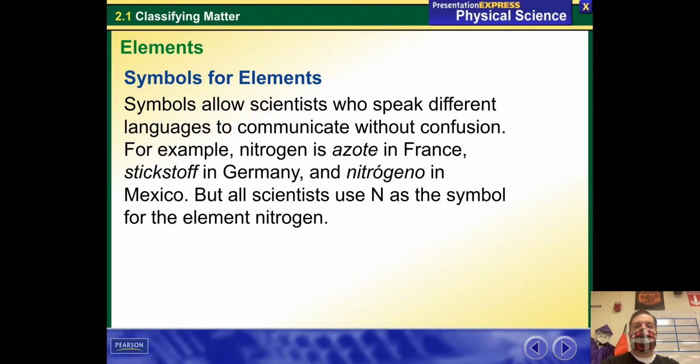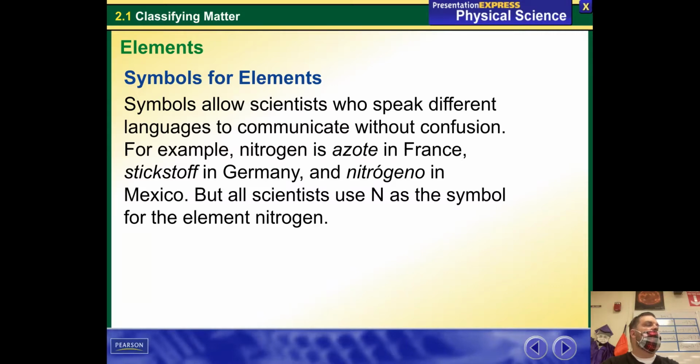Symbols allow scientists who speak different languages to communicate without confusion. For example, nitrogen is azote in France, and I'm sure I'm mispronouncing it. It's stickstoff in Germany, nitrógeno in Mexico, but all scientists use the N as the symbol for the element nitrogen.